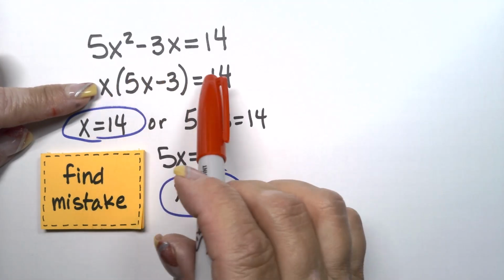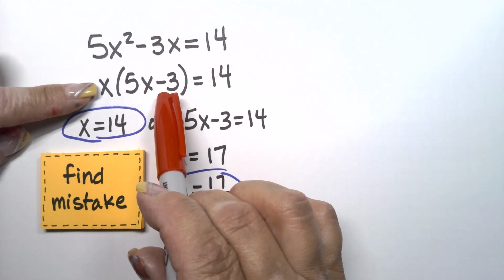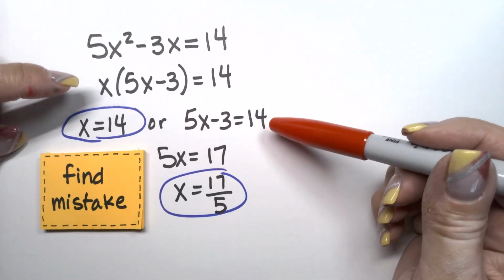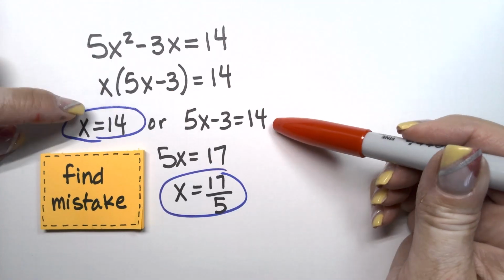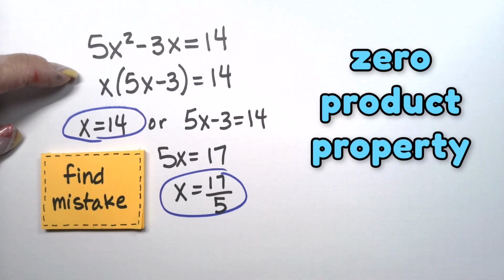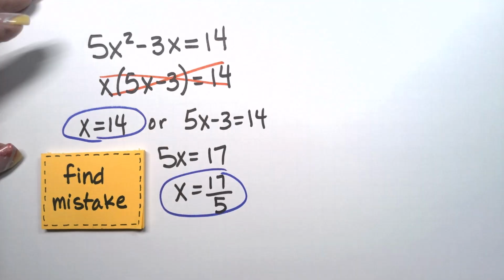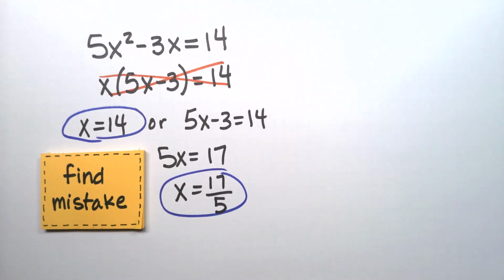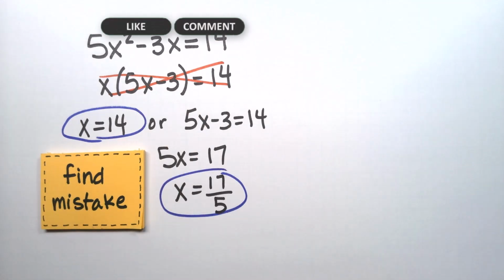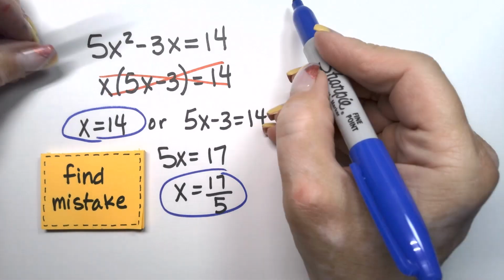This 14 times 1 is 14, right? But 5 times 14 minus 3, I don't know what that is off the top of my head, but that ain't 1. And you can't set anything equal to 14. You wanted to set this equal to 0. It's called the zero product property. The mistake is right here with how this problem started. There were no math mistakes in here, no arithmetic mistakes. So let's do it again.